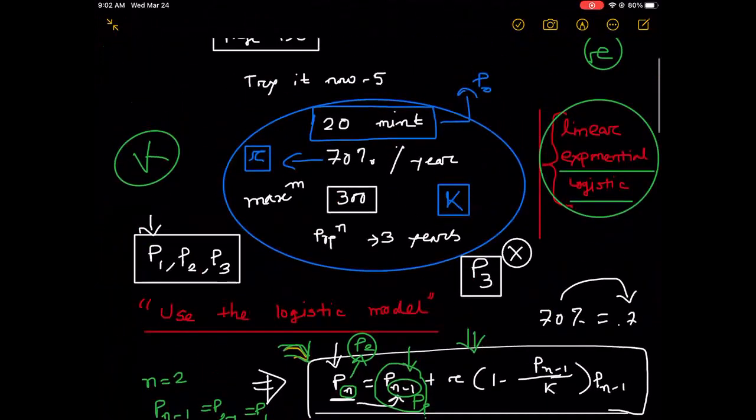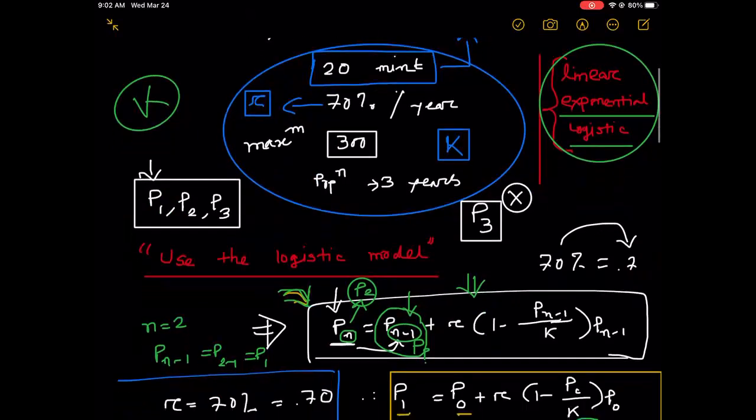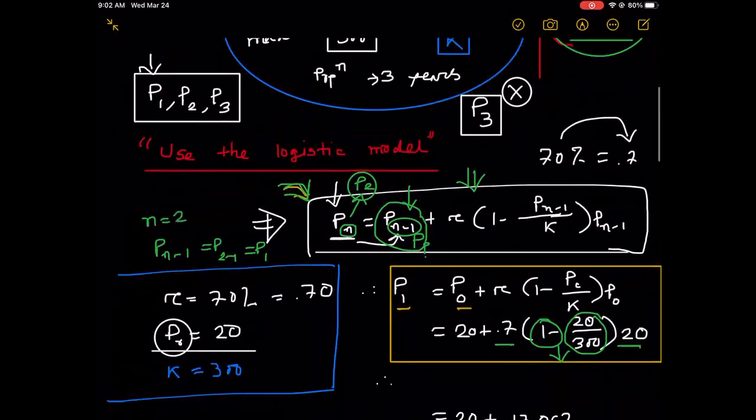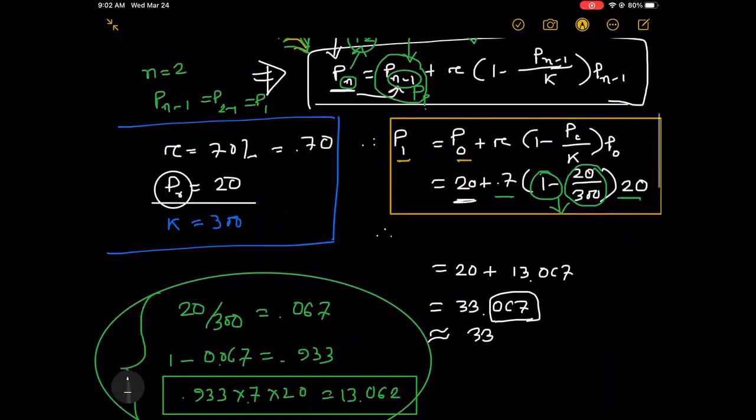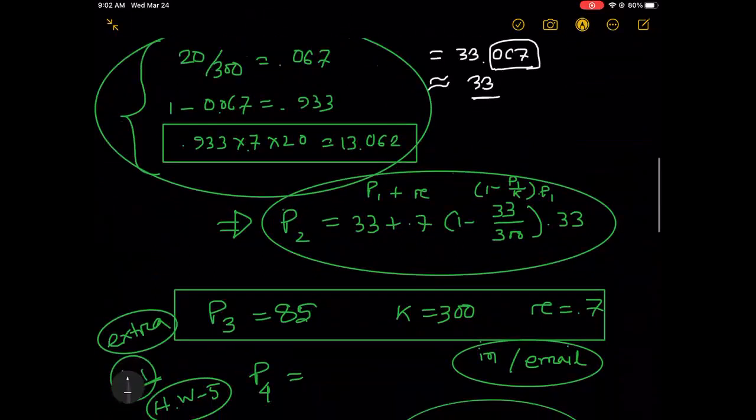P naught was, where's the P naught? Okay, P naught was 20, P1 was 33, P2, okay, P3 was 85. That means we can see, we didn't really calculate P2. I guess we did say what it could be. Anyway, we can see the population is on the increase as we progress.